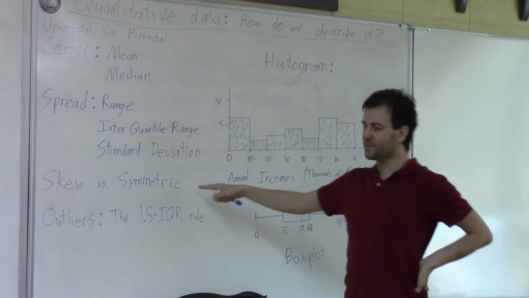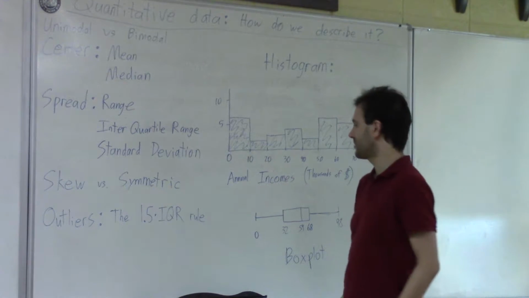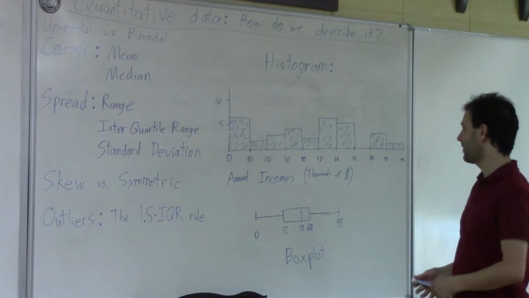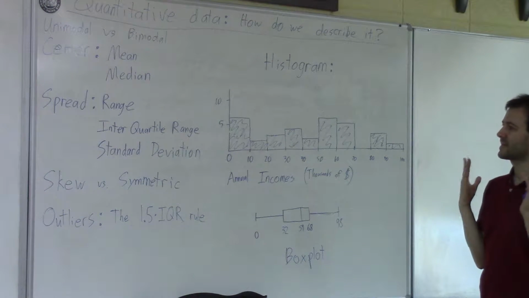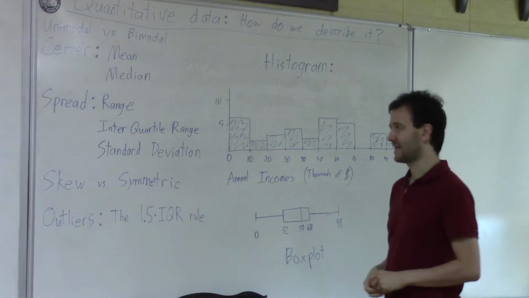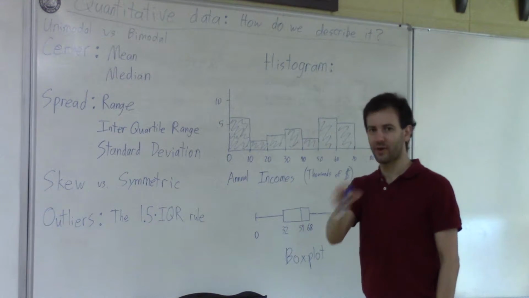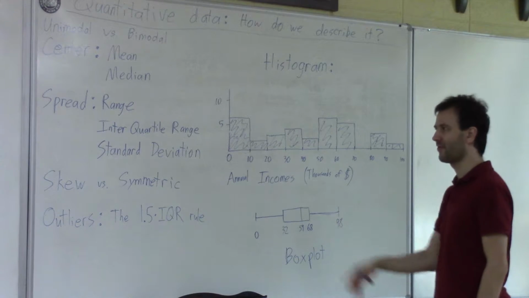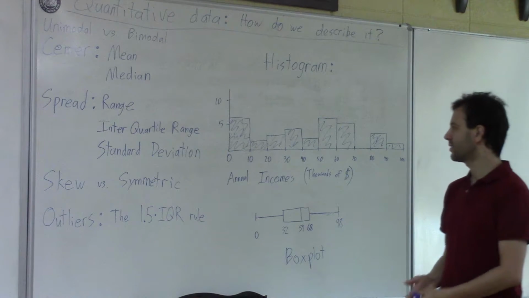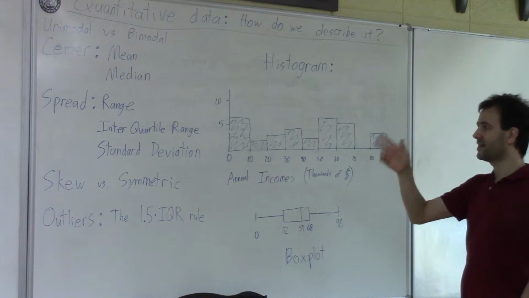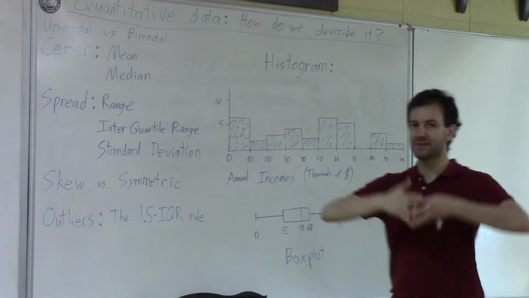There's skew versus symmetry. Either the distribution is symmetric or it's skewed. To get to that, first of all, I'm going to have to describe mean and median. So mean is the average, median is the halfway point. You guys know that, I hope, from way before. So you describe the center, and you can also describe how spread out things are.